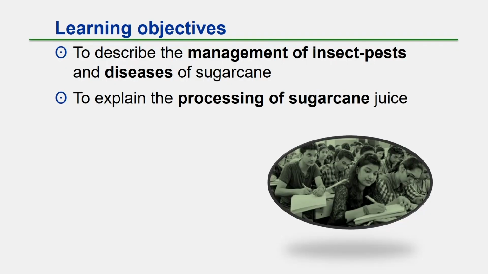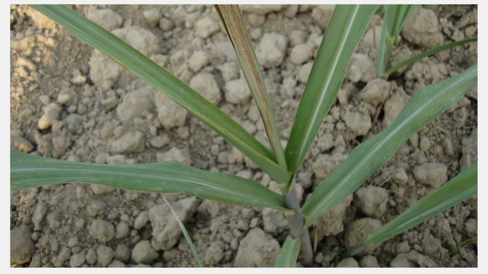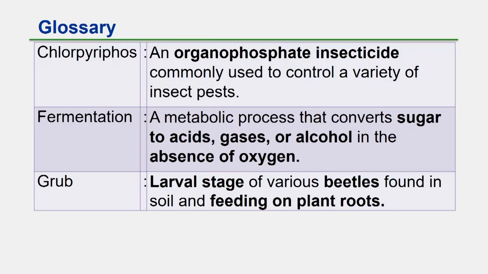Learning objectives are to describe the management of insect pests and diseases of sugarcane, and also we will explain to you about the processing of sugarcane juice, how one can produce sugar and what are the major byproducts in sugarcane industry. Now you can see this is the plant of sugarcane and some glossary.